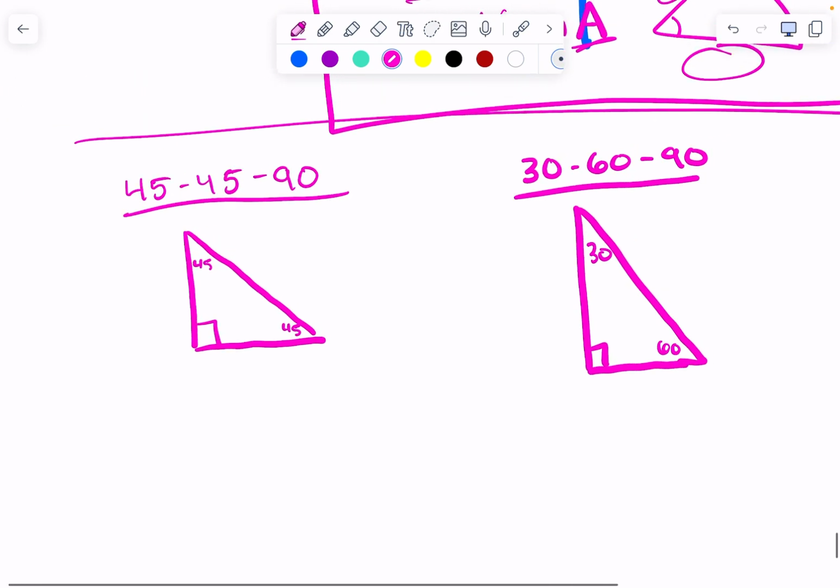All right, on the back side or wherever you want to put this, we got to have a 45, 45, 90, and a 30, 60, 90. We're going to write down the sides of this guy, what the ratios are. And some of you guys know these already or have them memorized. I would memorize these for the ACT.